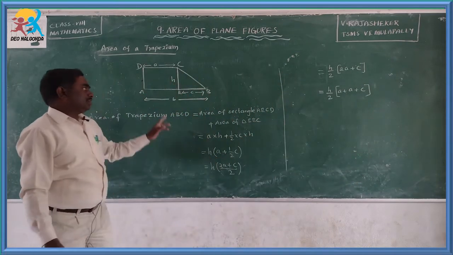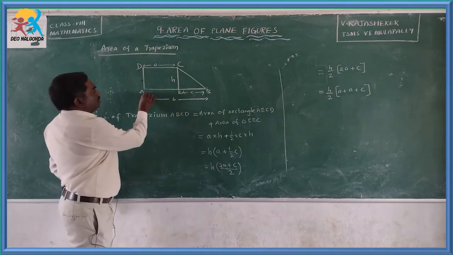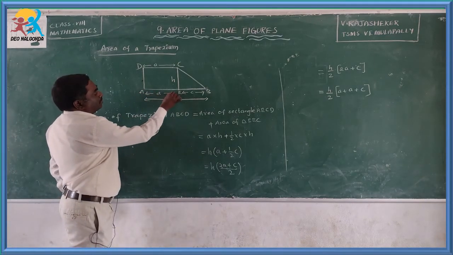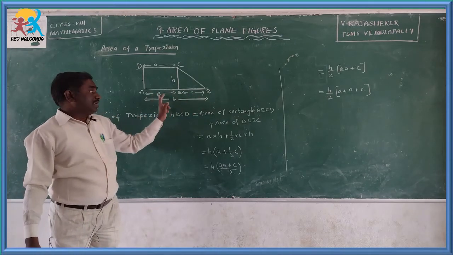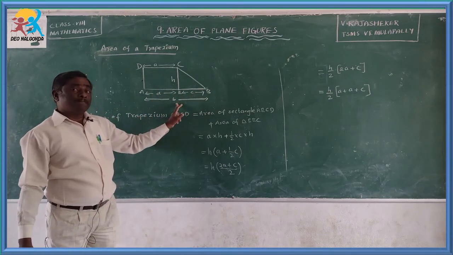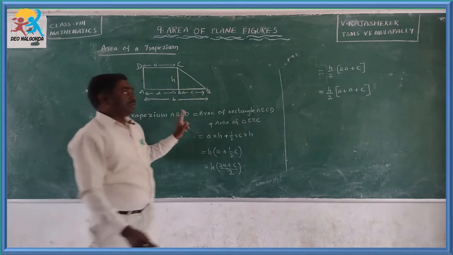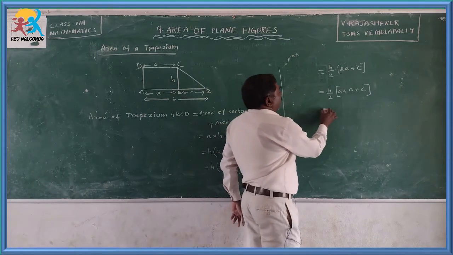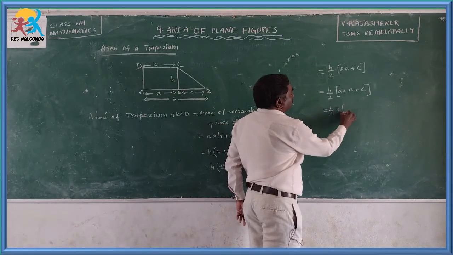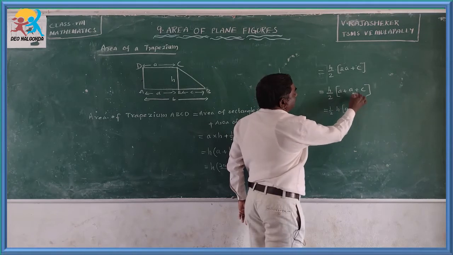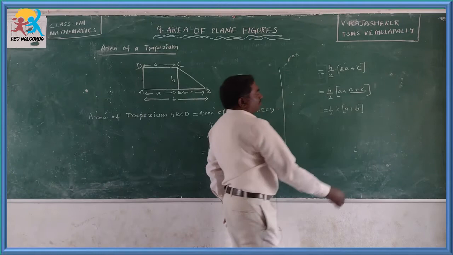Now, my dear children, see, this part is a and this part is c. A plus c is what? b. A plus c is equal to b. So by that the area we can get is half into h into a plus b, since a plus c is nothing but b.